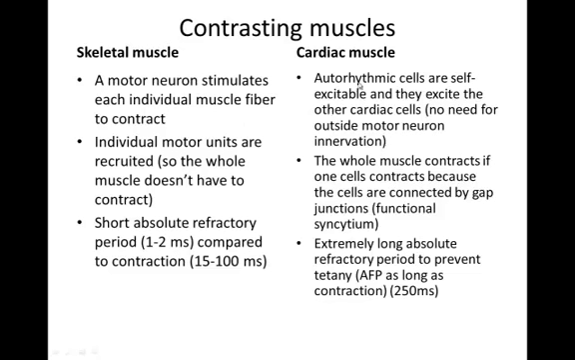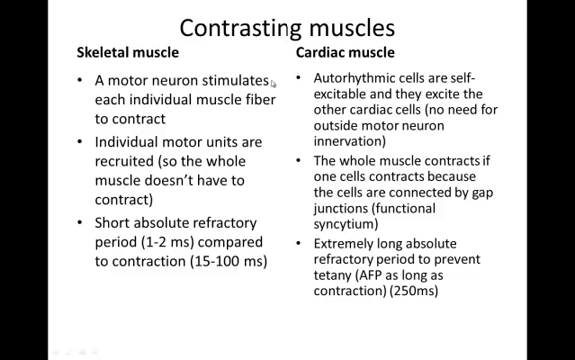We have individual cells called autorhythmic cells, and these autorhythmic cells are not contractile cells, but they're little cells that are self-excitable. In other words, all of a sudden they create their own action potentials, and then they spread those action potentials to other cardiac cells, and those other cardiac cells are the cells that go on to contract. So there is no need for outside motor neuron innervation. That's very different than the skeletal muscles that we learned about last semester.